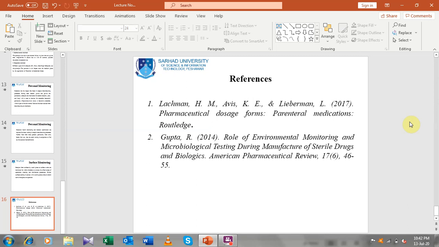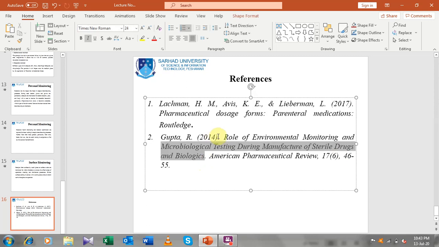You can consult this as well as Gupta, Role of Environmental Monitoring and Microbiological Testing during Manufacture of Sterile Drugs and Biologics. That is a review paper published in 2014, volume 17, issue 6, pages 46 to 55, by author Gupta R. It is published in American Pharmaceutical Review, which is the title of the journal, and the title of the paper is that one, just like the title of the book.